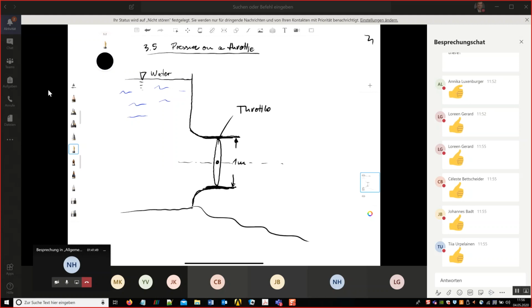And now what will happen? At first we have a pressure, of course, from the air. How high is it? Can someone tell me how high the pressure of the air could be if we are in normal conditions? If we are on Earth, it's about 1 bar.